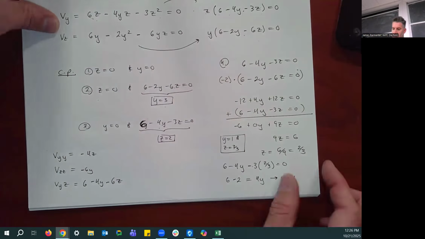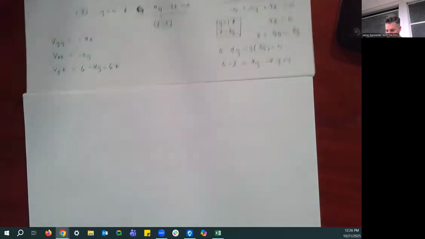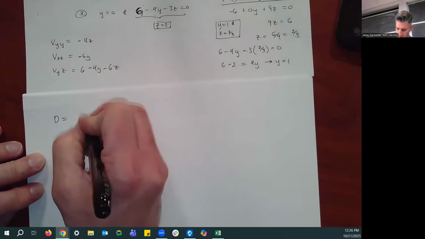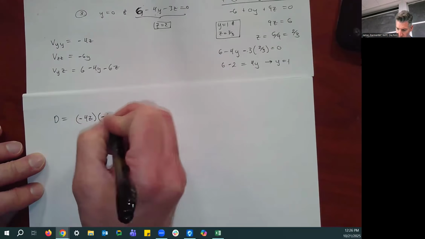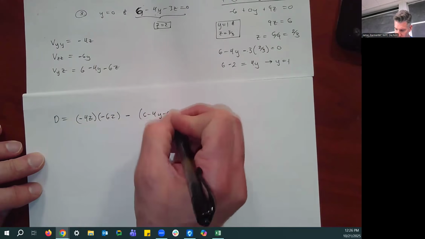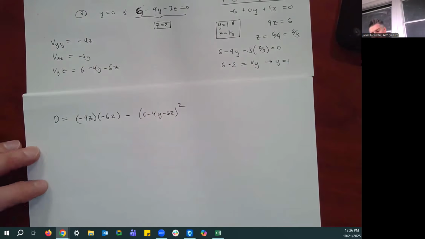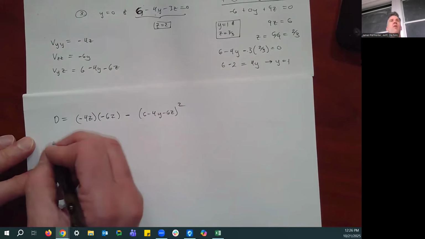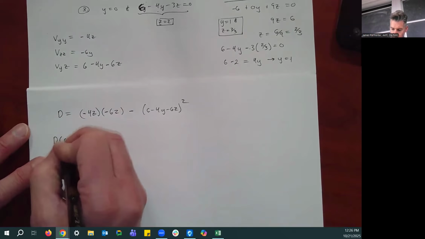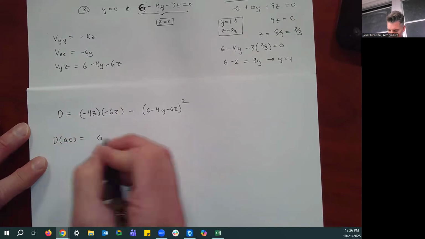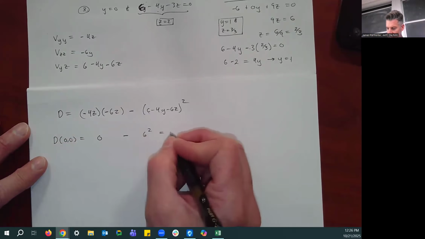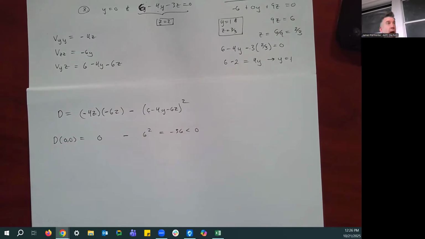And then, great, our capital D is going to equal Vyy times Vzz minus the mixed partial, 6 minus 4y minus 6z squared. And then we're going to check all of our points. Even though we know they're not all maxima, it's still worthwhile. So we plug in 0, 0, we get 0 minus 6 squared. That's definitely negative, so we know that's a saddle, not a maximum.